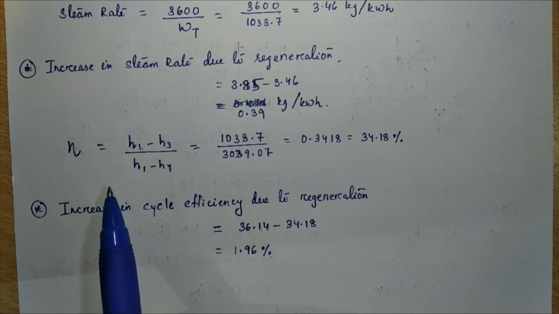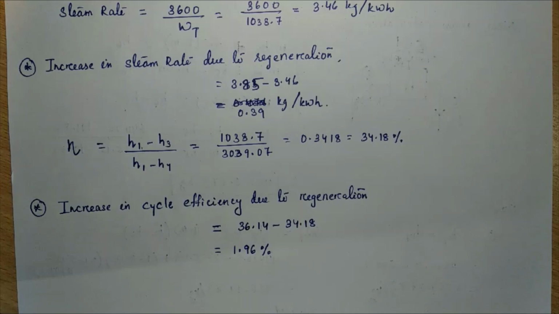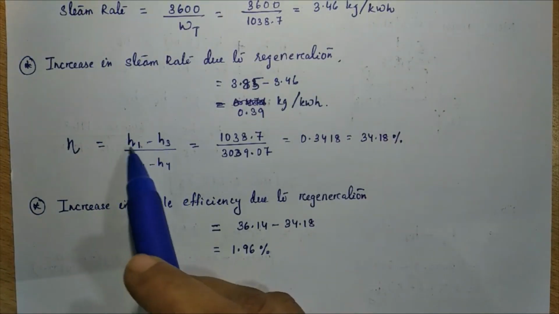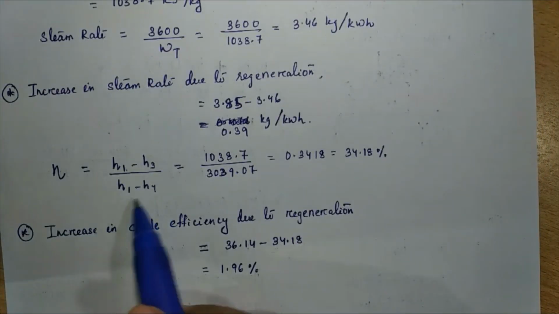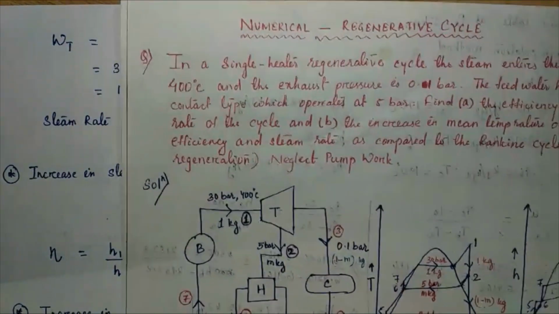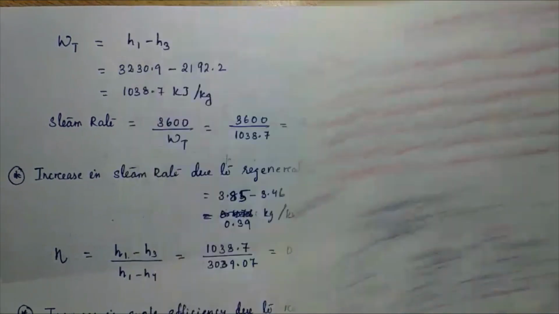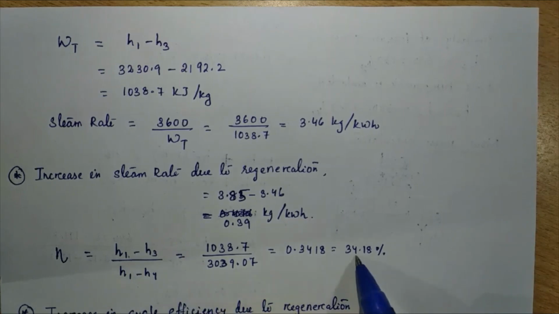Similarly, efficiency. Efficiency is what? Directly it is written here, that is WT, H1 minus H3, by Q1. Q1 is H1 minus H4. If it is without regeneration, the Q1 is directly from this point to this point, so this is H1 minus H4. We have all these enthalpies. By substituting this, we get the efficiency without regeneration.